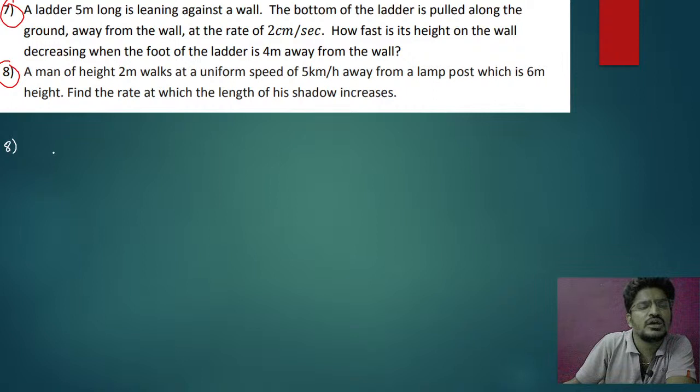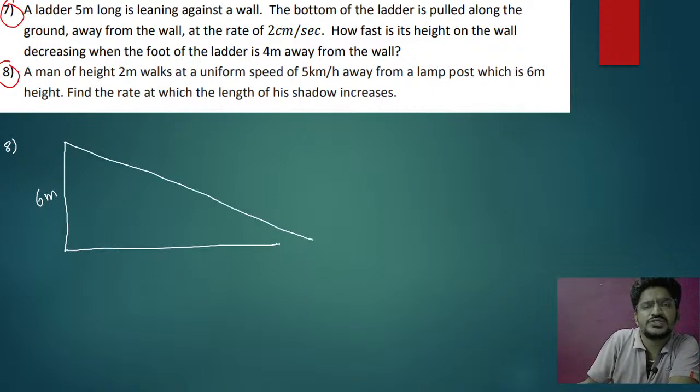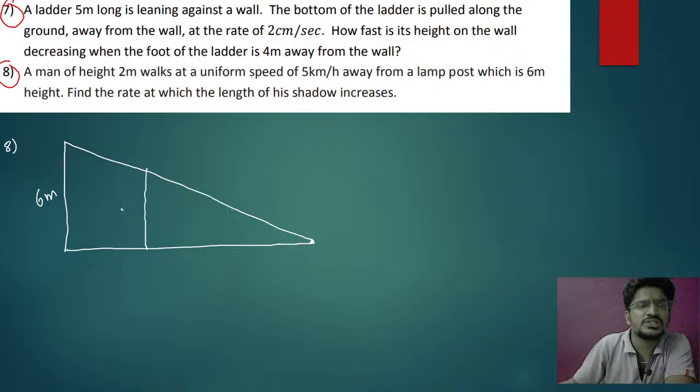That is, a man of 2-meter height walks at a uniform speed of 5 kilometers per hour away from the lamp post, which is 6 meters height. Okay, so this is the 6 meters height lamp post, and let us take this as the ground, and let us join these 2 points. Now the height of the man is 2 meters. He is walking away from the lamp post at the speed of 5 kilometers per hour.